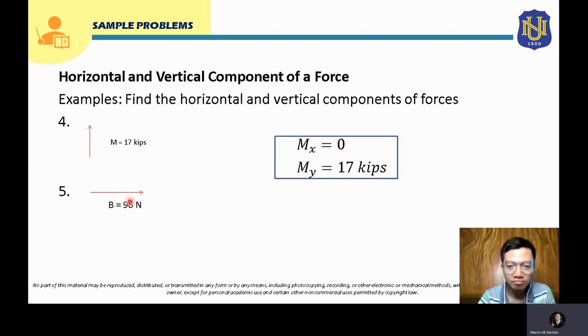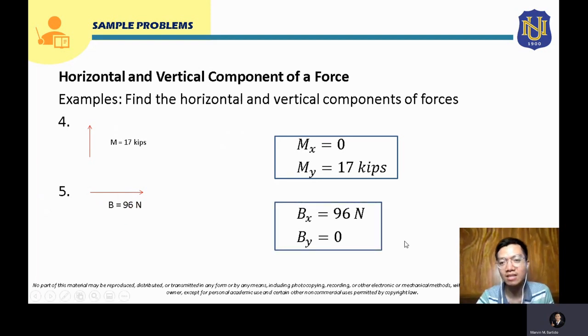Now, for number 5, this is force B, which is equal to 96 Newton. This is actually a horizontal force. So its horizontal component will just be the same as the force because it is already horizontal. So that will just be 96 Newton. And the vertical component obviously will be 0 since this is a horizontal force. So that will be the answer.